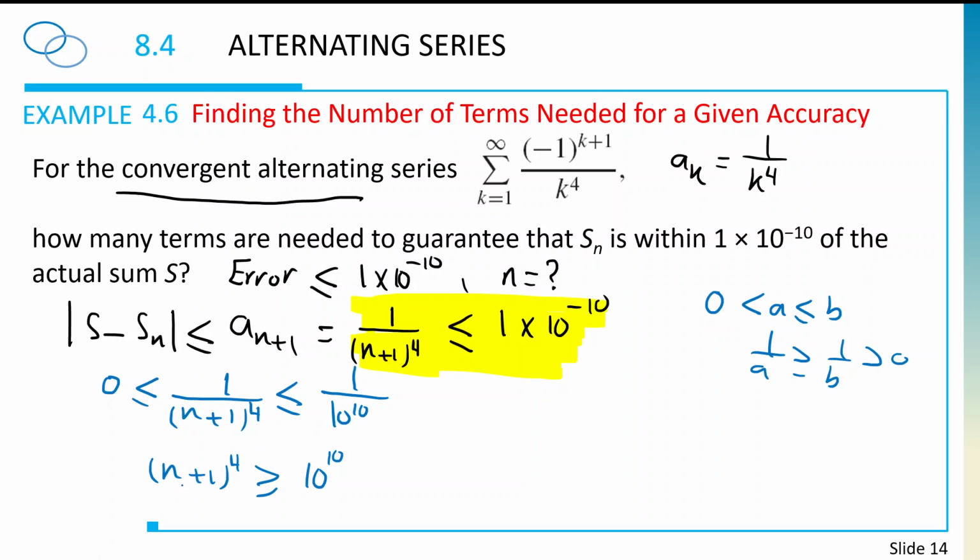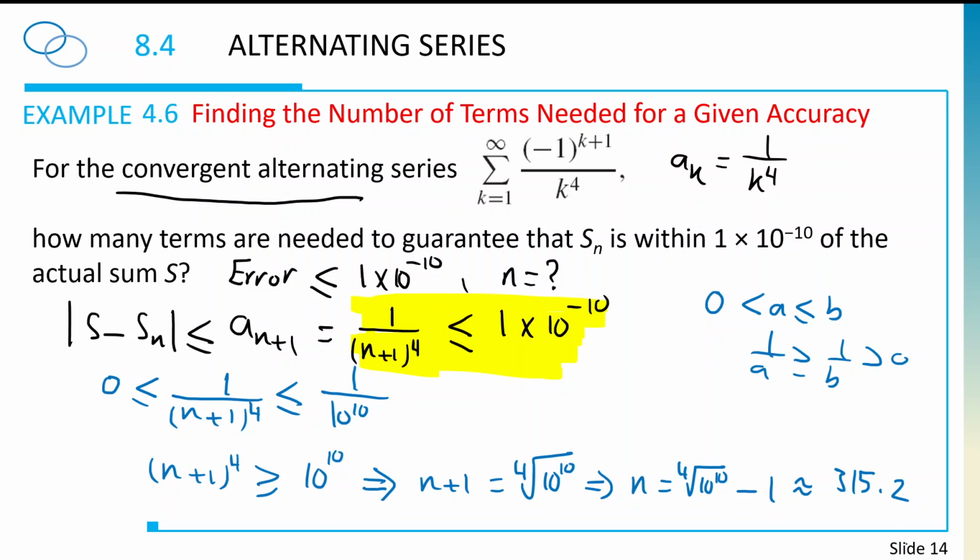Okay, now this is easy. Remember your target: you need to find n. So you have to solve this inequality for n. Take the fourth root to cancel out the power 4. So n plus 1 equals the fourth root of 10 to the power of 10. Now I still need n, so n equals the fourth root of 10 to the power of 10, minus 1. Notice that the minus 1 is outside the fourth root. And if you use your calculator, you can get this as approximately 315.2.